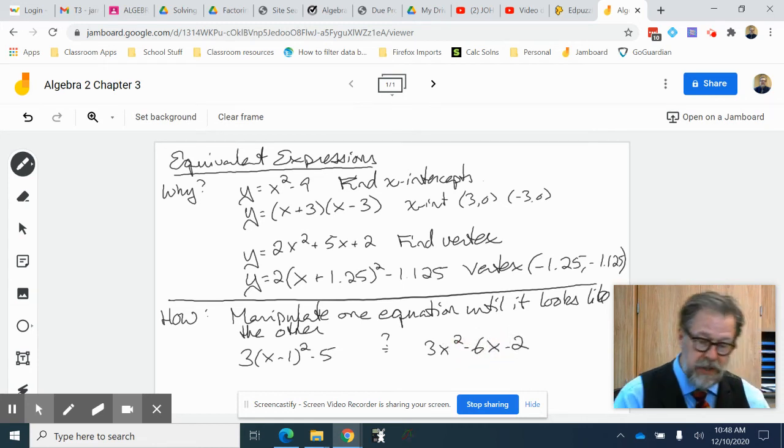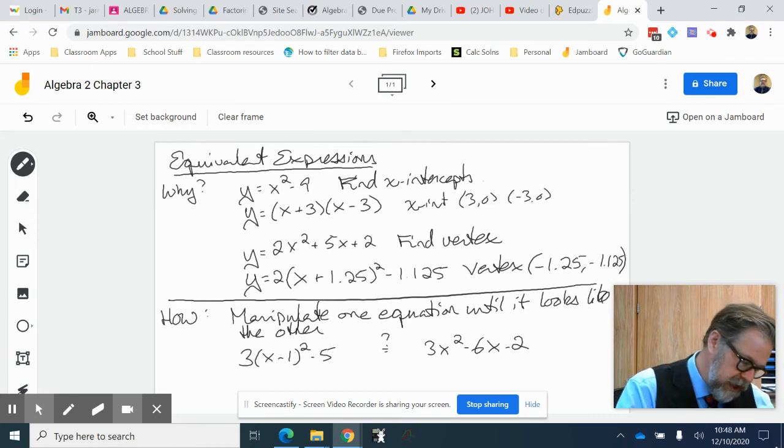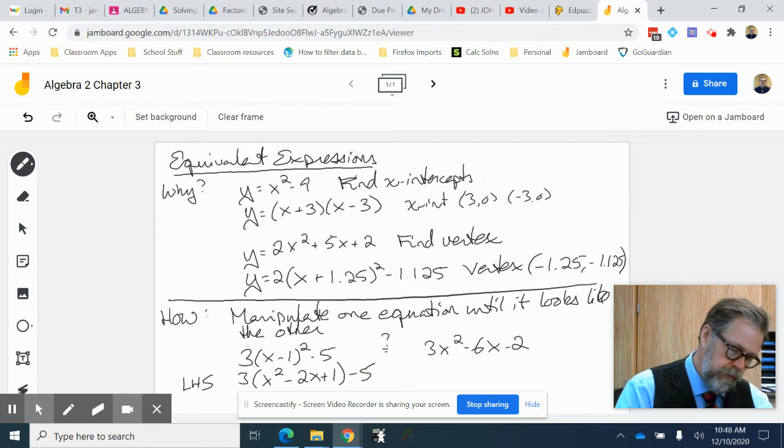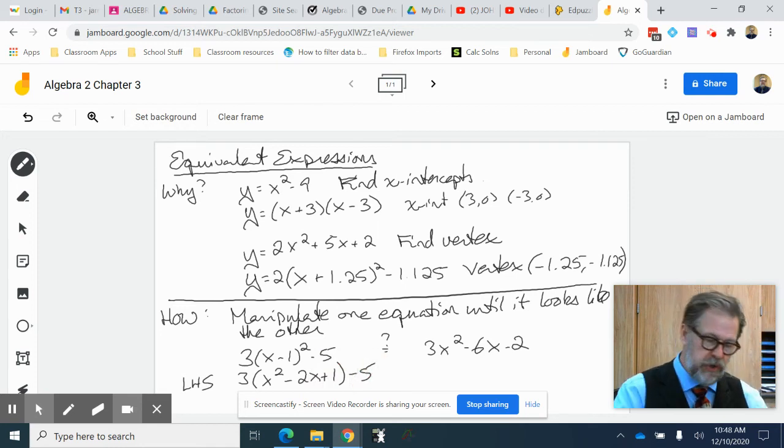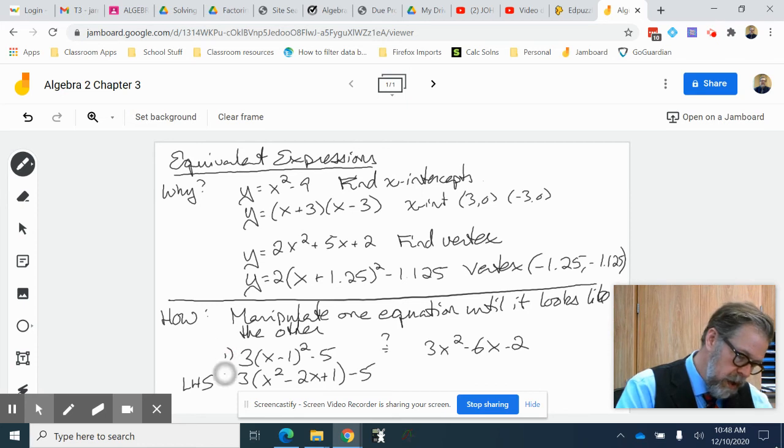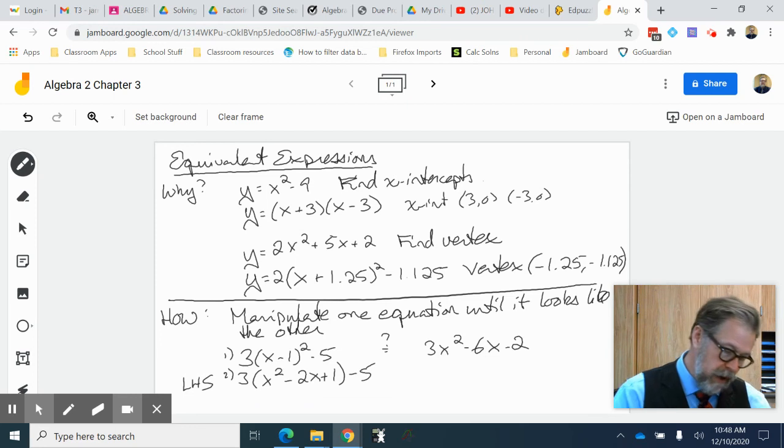Now, the temptation is to start doing things to both sides, add 5 to both sides, blah, blah, blah. But we're not actually going to do that. We're going to just focus on the left-hand side. And if I look at this, I could square x minus 1, and I get x squared minus 2x plus 1. Notice that is an equivalent expression to the first. Number 1 and number 2 are equivalent because I did a legal mathematical move.